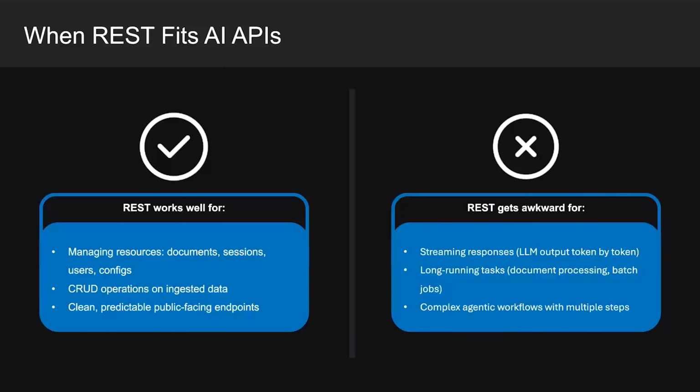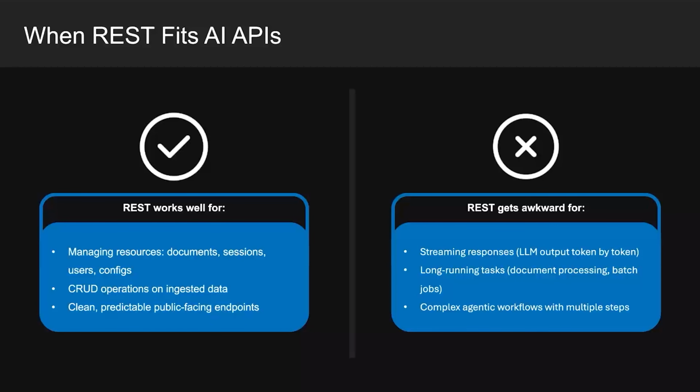REST is a great mental model for most of your AI backend, but not all of it. It works really well when you are managing resources like ingesting documents, handling sessions, and managing users. These map cleanly to routes and verbs. But REST starts to feel awkward when you are dealing with streaming LLM responses, long-running background jobs, or multi-step agentic workflows. These don't fit neatly into the request-response model REST assumes.